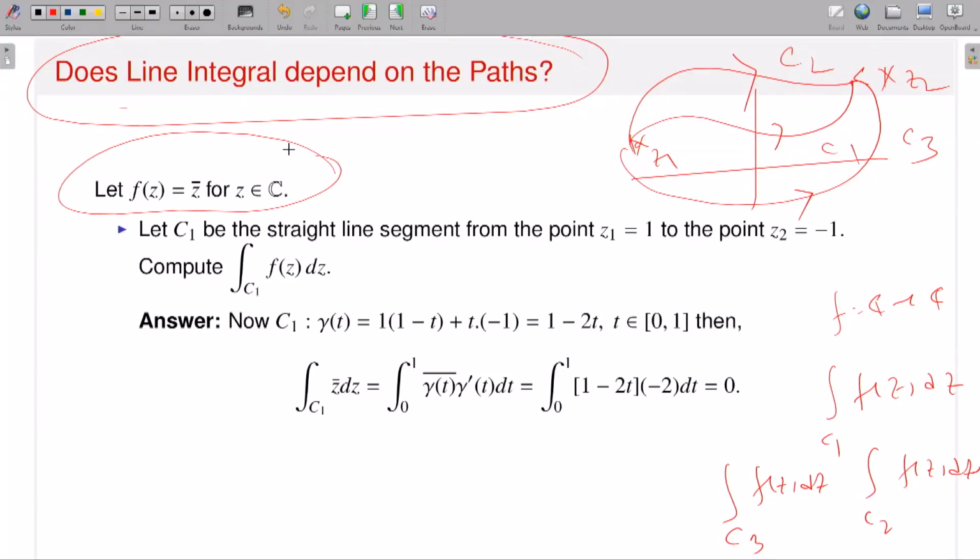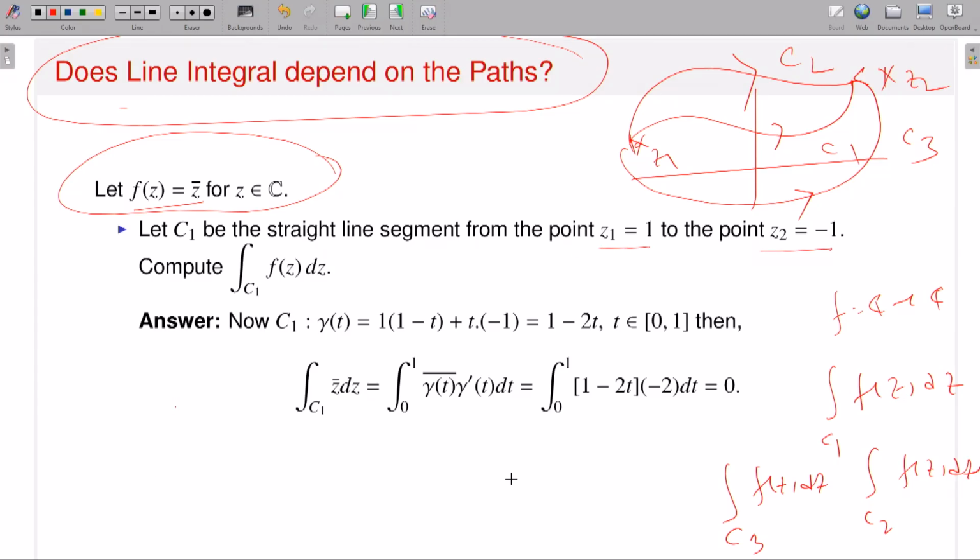First you consider this kind of function, f of z is equal to z bar. Now this is a continuous function, right? Since it is a continuous function, if I take some contour, the line integral or contour integral will exist and it will give you some value. So this function f of z is equal to z bar is a nice function, meaning it is continuous. Then C1 is the straight line joining the point z1 is equal to 1 and z2 is equal to minus 1.